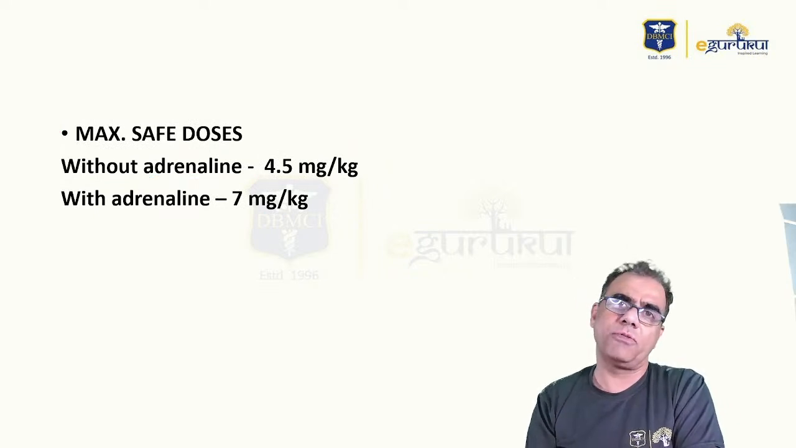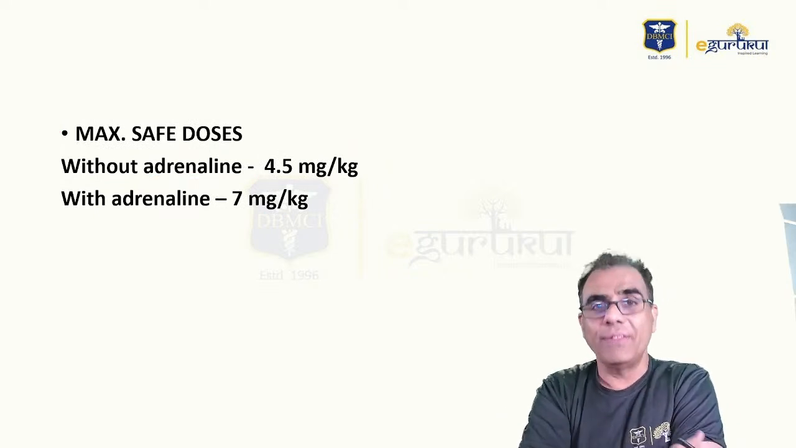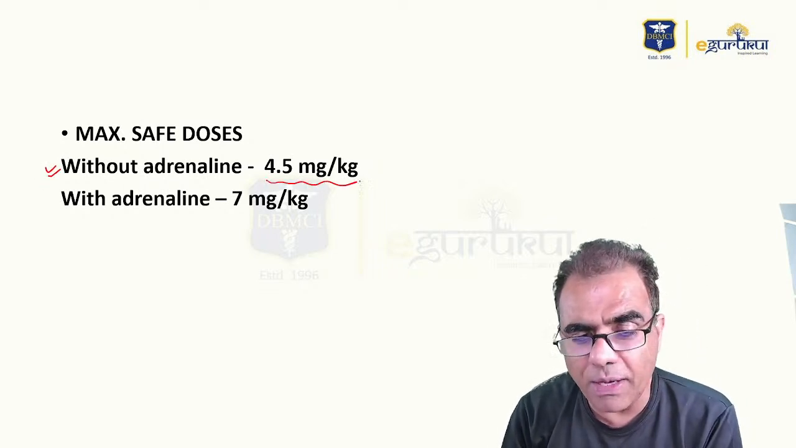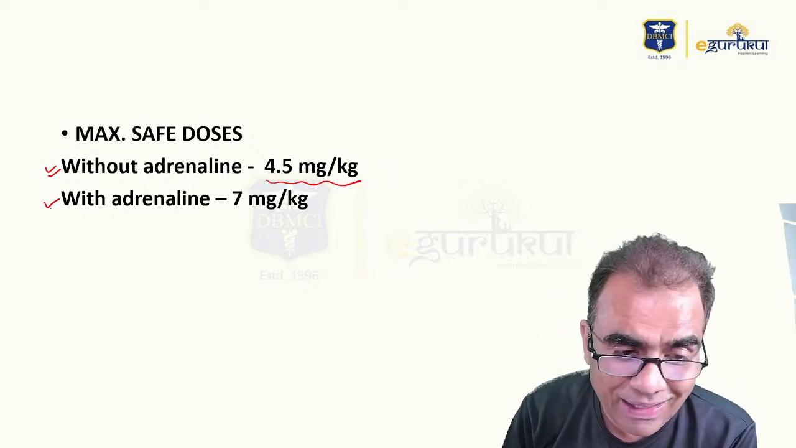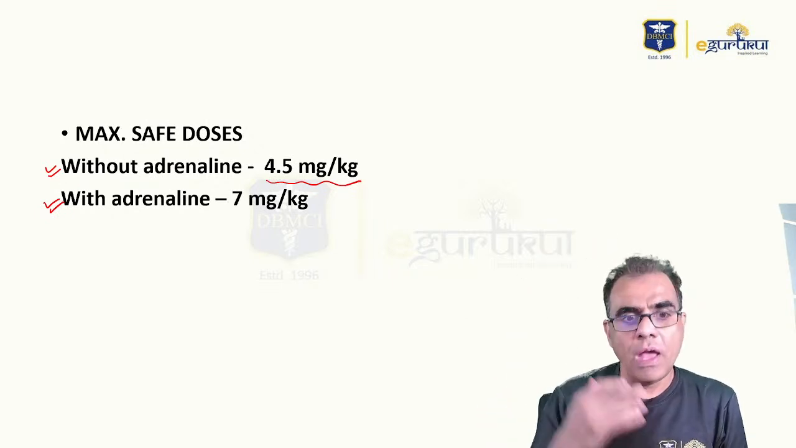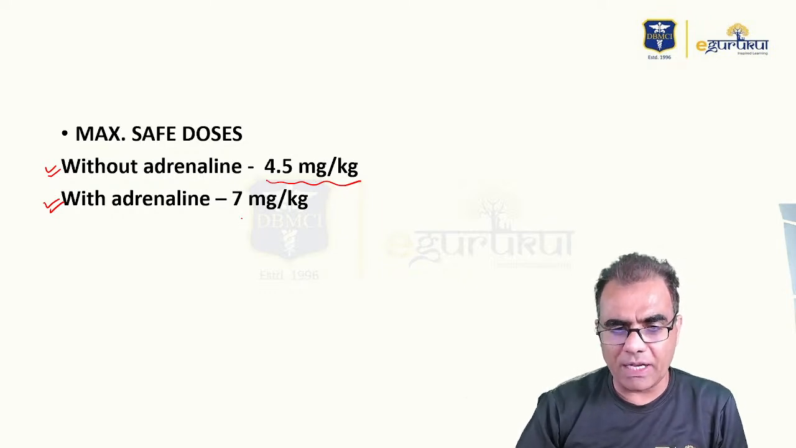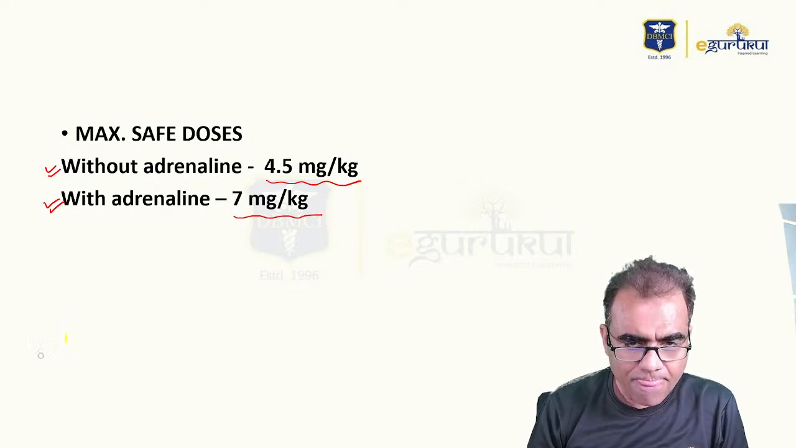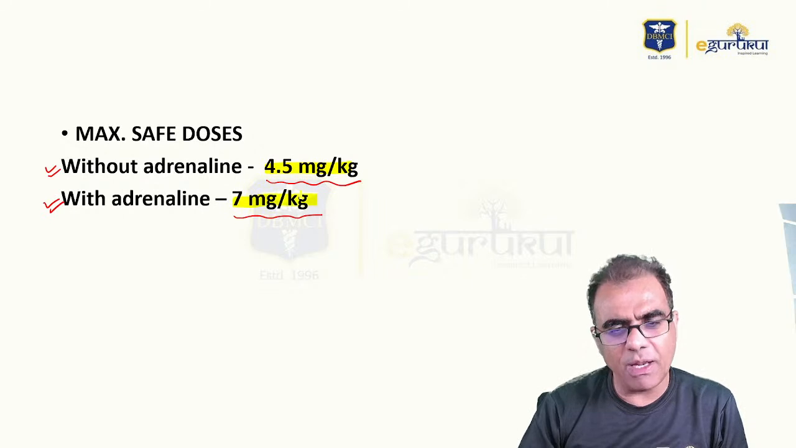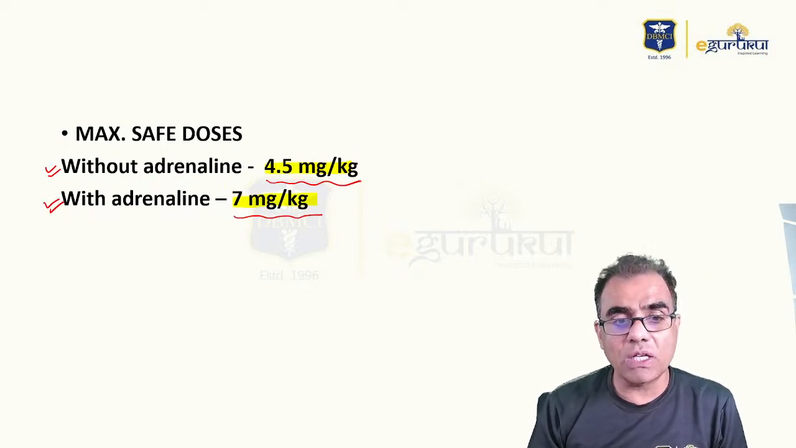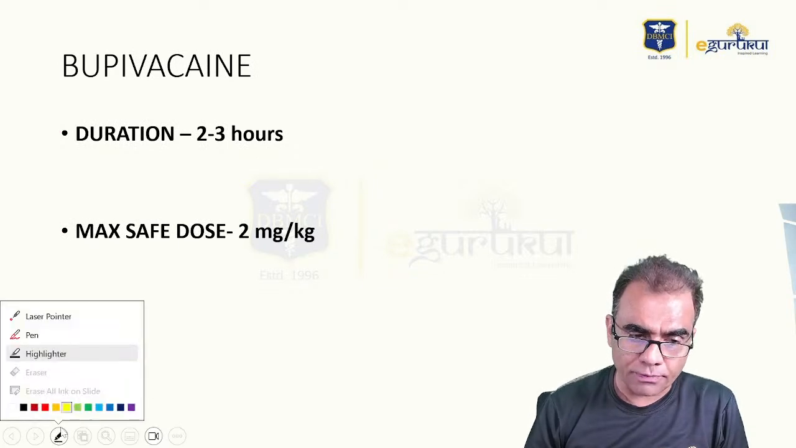Second thing, you have to know maximum safe doses, because if you know the maximum safe doses, only then can you prevent toxicity. Maximum safe dose without adrenaline is 4.5 milligram per kg. But if you add adrenaline, obviously systemic absorption is reduced, so we can give more drug, and the dose can be increased from 4.5 milligram per kg to 7 milligram per kg. So without adrenaline, 4.5; with adrenaline, 7 milligram. Similarly, duration without adrenaline is 45 to 60 minutes and with adrenaline 2 to 3 hours. So adding adrenaline has two advantages. It increases the duration and it increases the dose also.